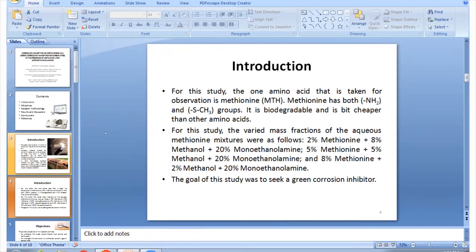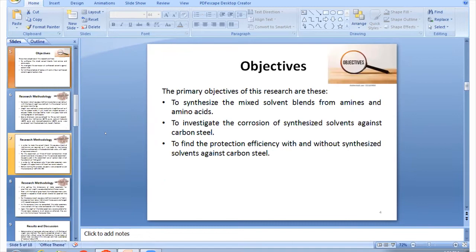The experimental technique utilized in my work is the simple weight loss technique. So the objectives of my research are these. First, I will make a mixed solvent blend from amines and amino acids. Then I will investigate the corrosion of that solvent, and in the end I will find the protection efficiency, that is, how much I was able to protect the carbon steel with my synthesized solvent and without it.